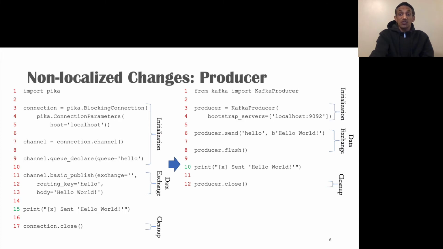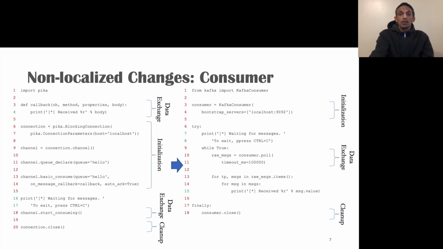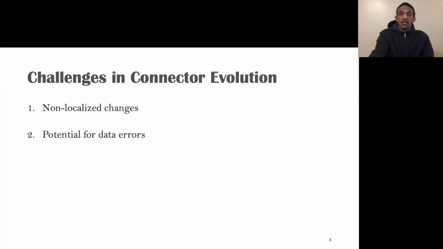On the left is the implementation that uses RabbitMQ. The implementation of a connector usually involves performing some initialization, then you exchange data over the initialized connector, and finally you perform some cleanup. All these operations are spread across multiple locations in a file. To change a connector, you have to make changes in all these places. The right-hand side shows the implementation after migrating to Apache Kafka. You have to make similar changes in the consumer as well, and as the system grows larger, you might have to change thousands of lines and hundreds of files, which can be quite tedious and error-prone. So that's the first challenge.